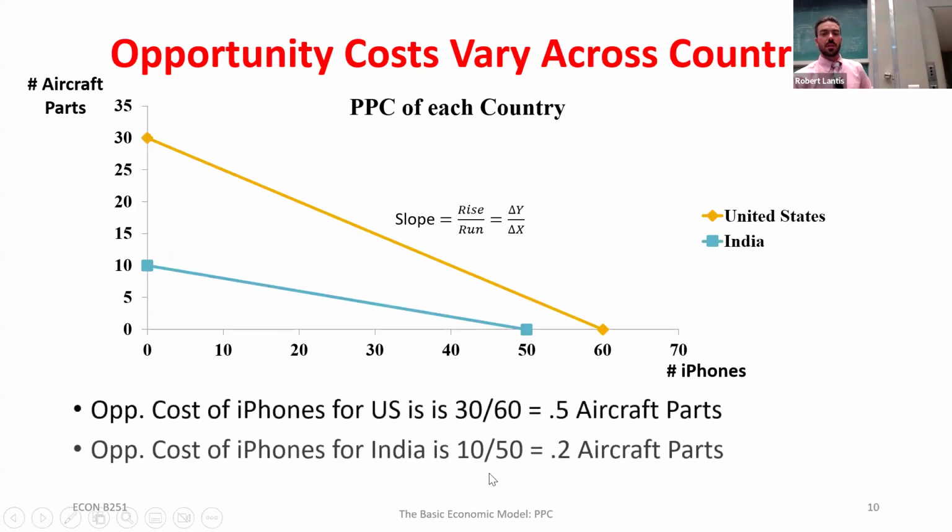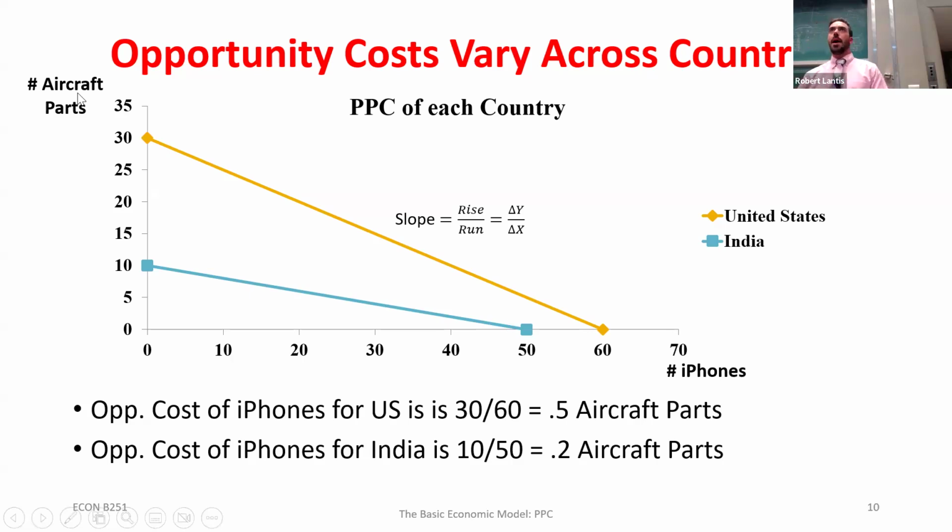So if I do this here, I've got 0.5, right? 30 over 60 was the cost of an iPhone, the x-axis good, for the US. 10 over 50 would have been the cost of that x-axis good, iPhones, for India, so 0.2. So even if I had started out and accidentally flipped those goods, I can still figure out India has the comparative advantage in iPhone production. They have a lower cost of production of that x-axis good, which inherently means that the US has to have a comparative advantage in the other good, the y-axis good of aircraft parts.